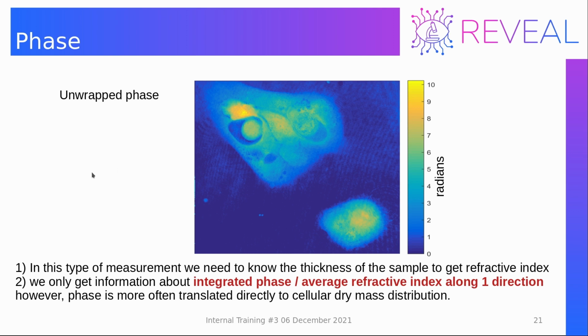But still, this two-dimensional phase retrieval is very useful, because what we usually do is we don't try to retrieve the information about the refractive index. Instead, we can directly translate this unwrapped phase, as you can see here, into dry mass distribution.